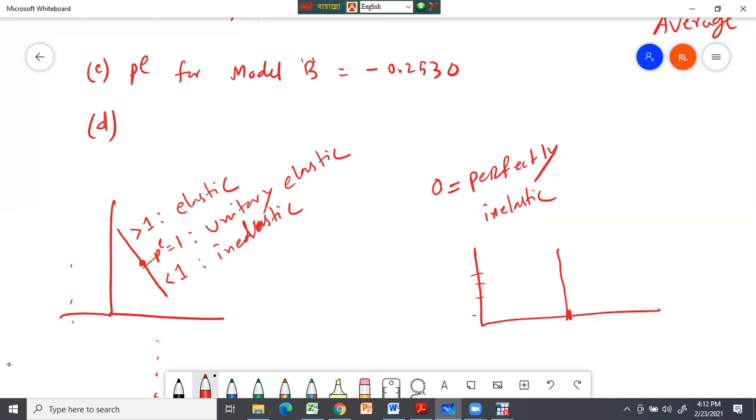So if we just do not consider the minus sign here, ধরে নেন এখানে minus signটা নাই, then we can say the value is found less than 1. So if it is found less than 1, then the elasticity for this coffee consumption according to the output of model B is inelastic. Okay.